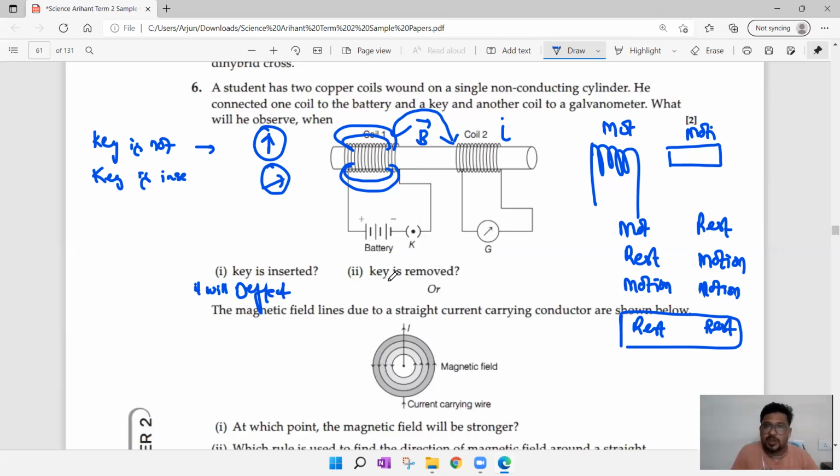Okay, when the key is removed, what happens? Again, it will deflect, but it deflects in the opposite direction. It deflects, and again comes to the original position. That is the answer you have to write.